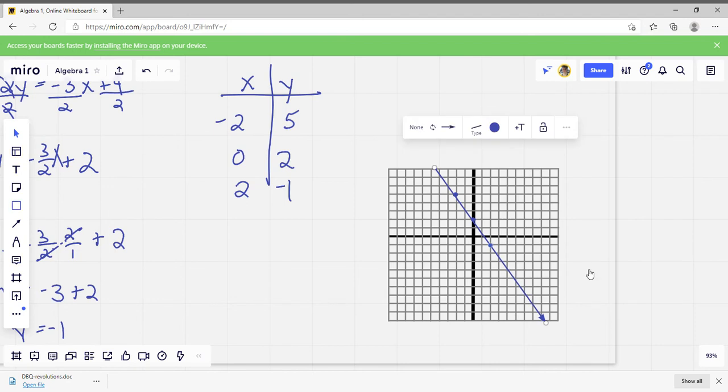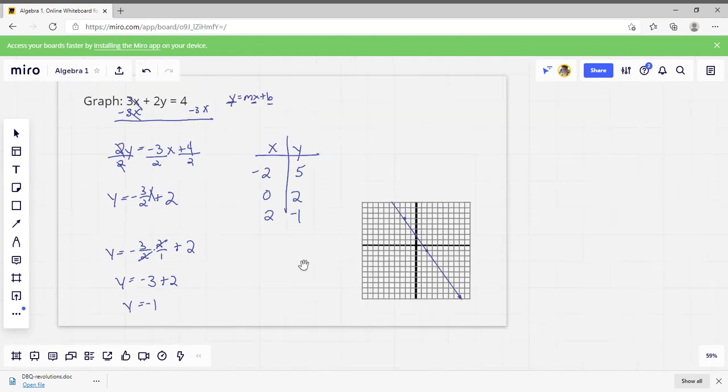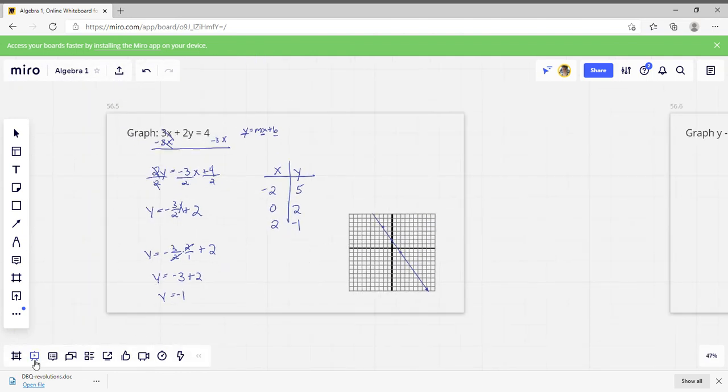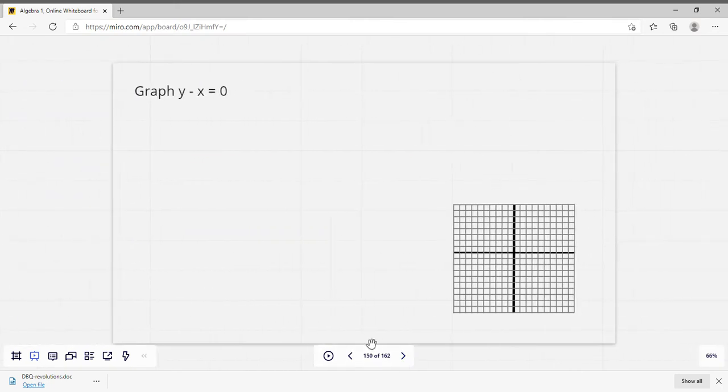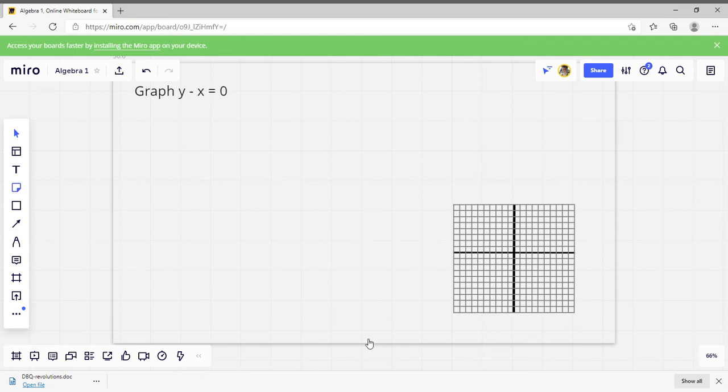Alright, so that's how you do that. It's just the same way we've been doing it, but you just have to rearrange your problem first. Alright, one more of these. Y minus x equals 0. So I've got to rearrange that. I've got y minus x equals 0, and I need my y to be by itself. So I'm going to do plus x, and I get y equals x.